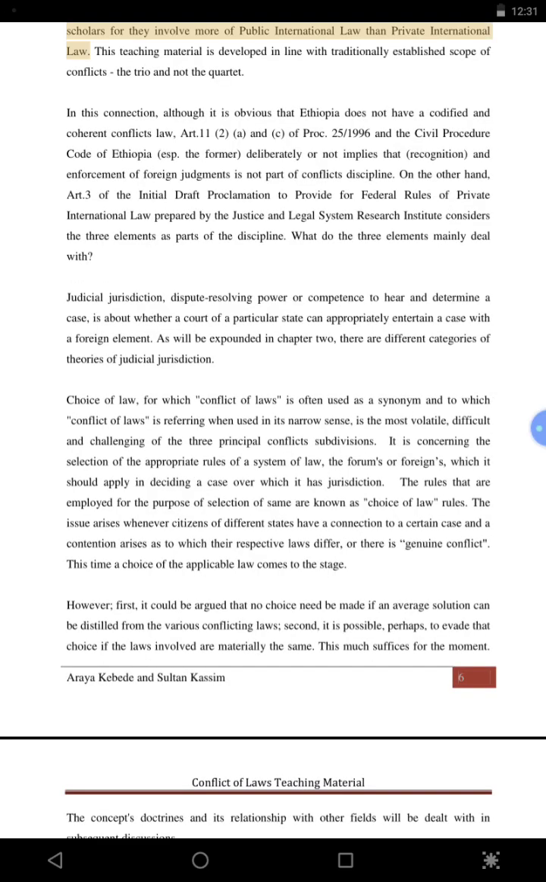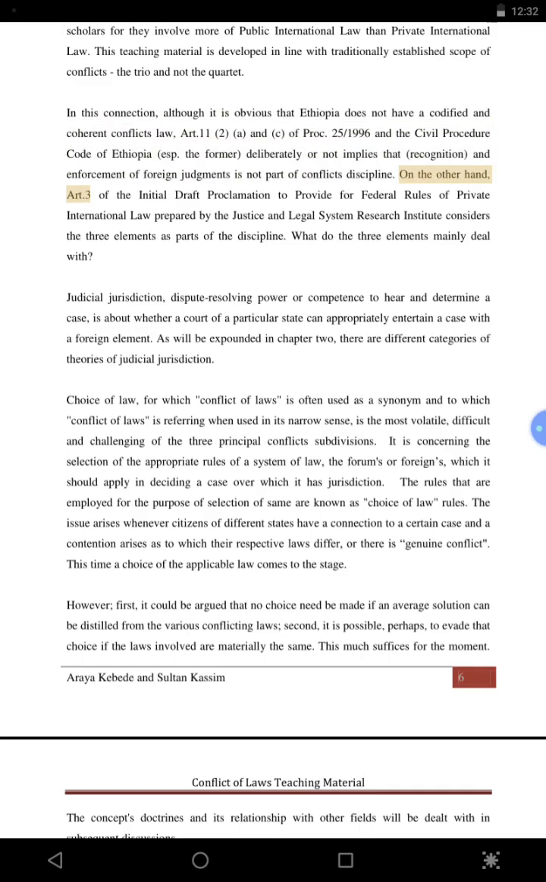Scholars, for they involve more of public international law than private international law. This teaching material is developed in line with the traditionally established scope of conflicts, the trio and not the quartet. In this connection, although it is obvious that Ethiopia does not have a codified and coherent conflicts law, Art. 112(a) and (c) of Proc. 25/1996 and the Civil Procedure Code of Ethiopia, especially the former, deliberately or not implies that recognition and enforcement of foreign judgments is not part of the conflicts discipline.